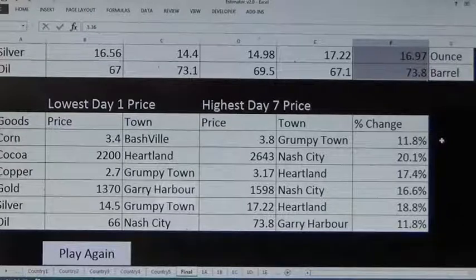So who would be our most likely winner? That takes us to Cocoa, and that would be if you bought it in Heartland and you sold it in Nash City. Interesting enough? And that would give you 20.1%. So it looks like Cocoa would be the winner.